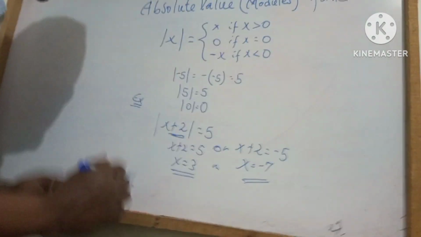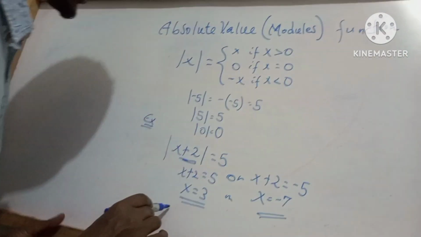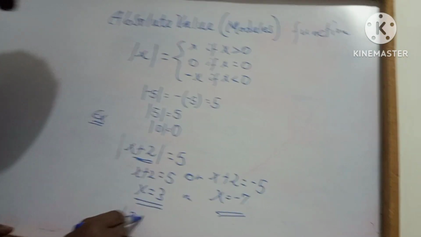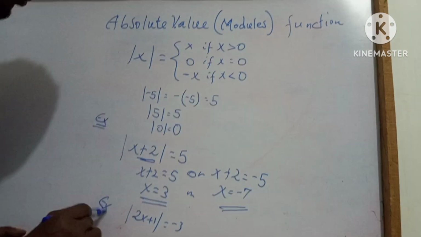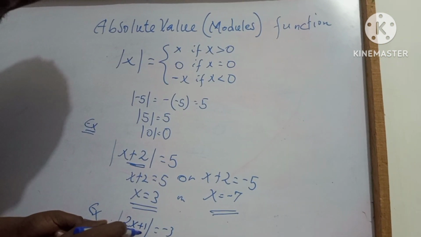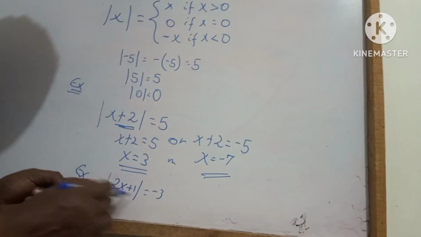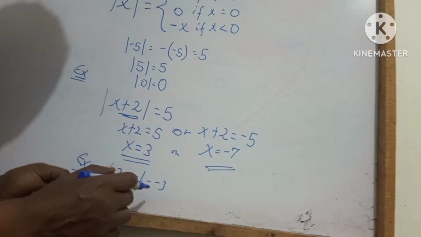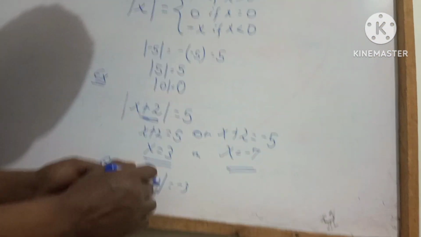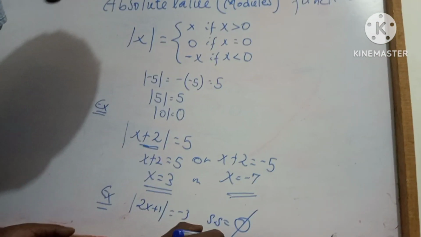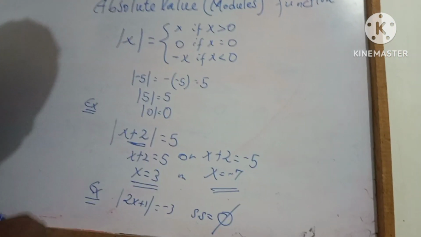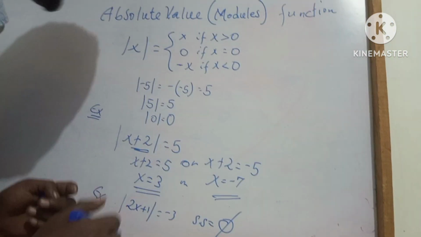The other example is, if we take the absolute value of 2x plus 1 is equal to negative 3. Here we cannot find any x which can give us negative 3. So the absolute value of 2x plus 1 cannot be negative. So the solution set is the empty set. And next we will see the graph of the absolute value.